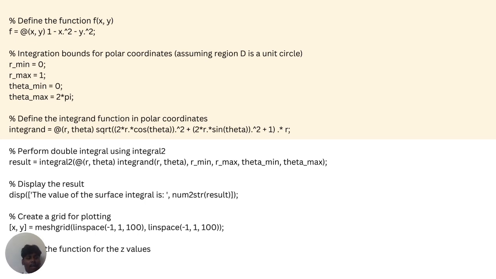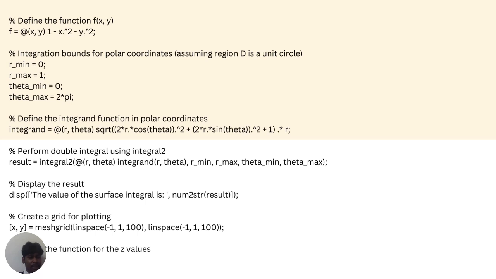After that we integrate. This is the formula to calculate the surface: the square root of 4 r cos theta square plus 4 r sin theta square plus 1 times r. We use a double integral, using the integral2 function, and after that we get the answer from this result. Then we display the answer and plot the graph.